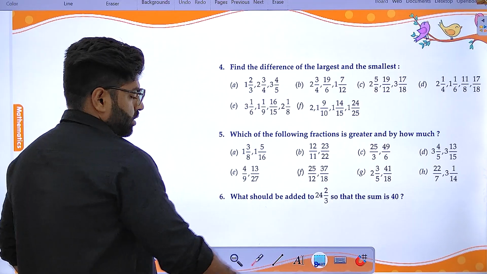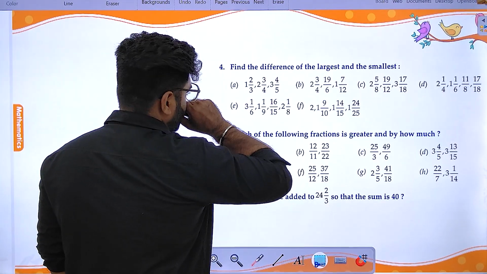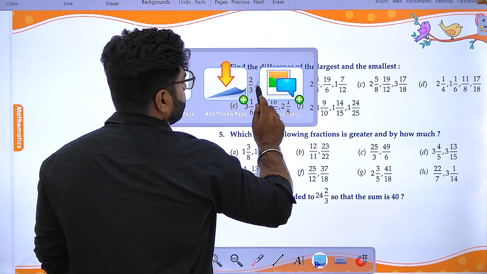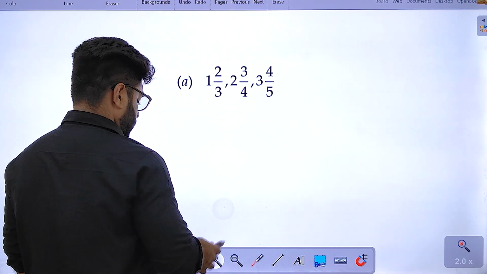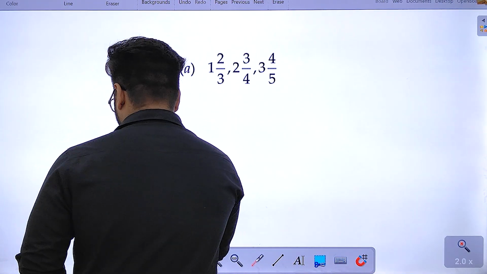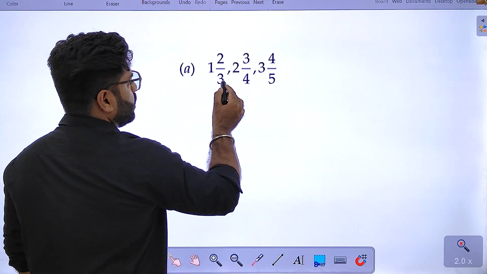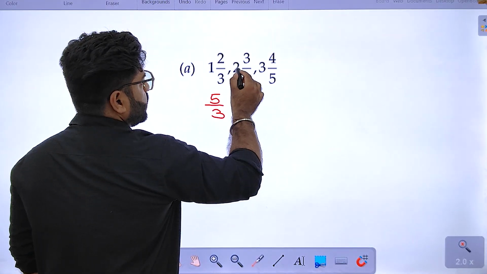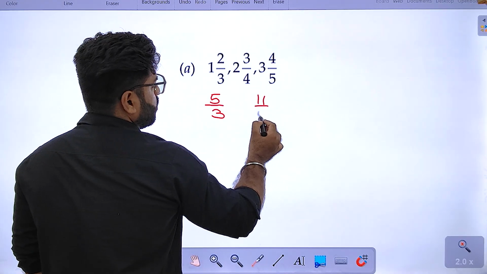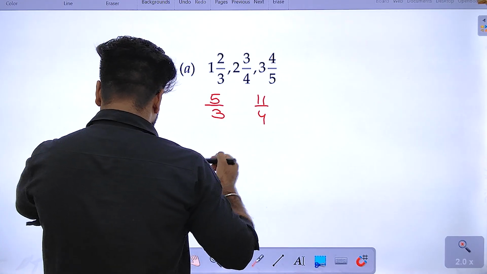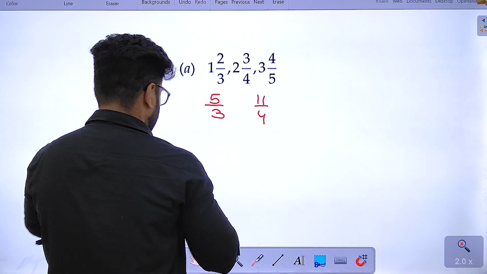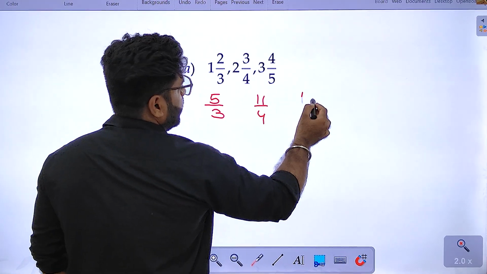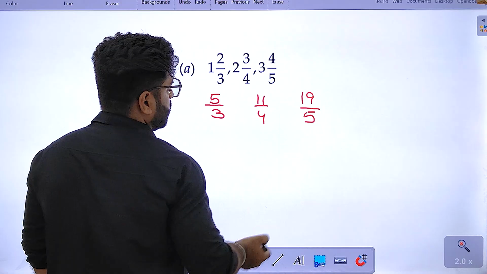So let's pick, we are doing question number A. So here we are having three mixed fractions. Just like 1, 2 by 3, this is 5 by 3. 2 4s are 8, 9, 10, 11 by 4. And here we have 3 5s are 15, 16, 17, 18, 19 by 5.